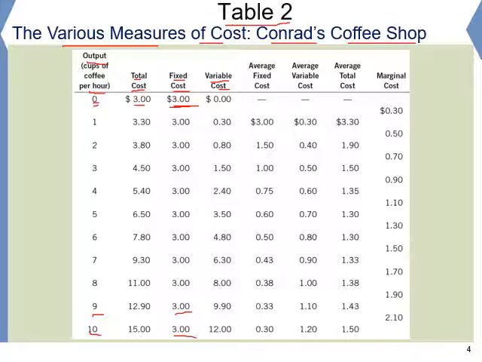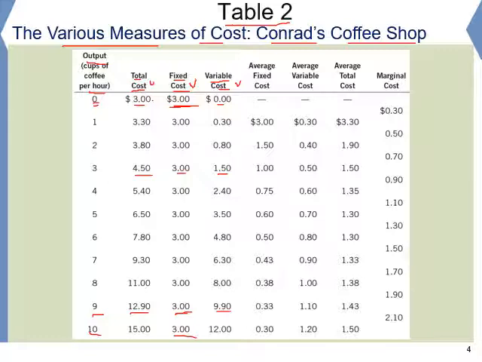So how about the variable cost? You take the total cost minus the fixed cost. This will give you the variable cost. So here it's going to be 3 minus 3, that's 0. Here it's going to be 4.50 minus 3, that's going to be 1.50. Here it will be 12 minus 3, that's going to be 9.90.